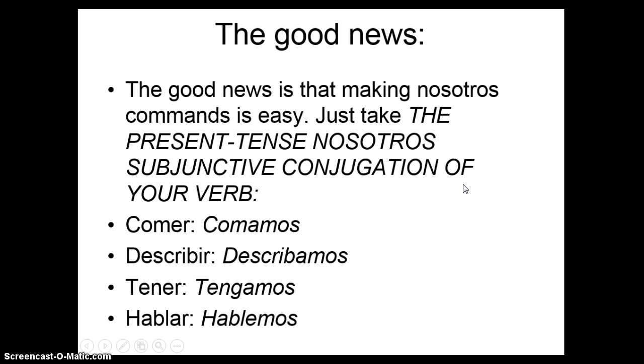Okay, the good news is that we've already learned subjunctive, so making nosotros commands is quite easy. You just take the present tense nosotros subjunctive conjugation of your verb, and you have a let's command, a nosotros command. So with comer, it would be comamos. With describir, it's going to be describamos. With tener, we're just going to take that yo form, drop the o, add an opposite ending like we would with subjunctive, and we get tengamos. Hablar, hablemos.